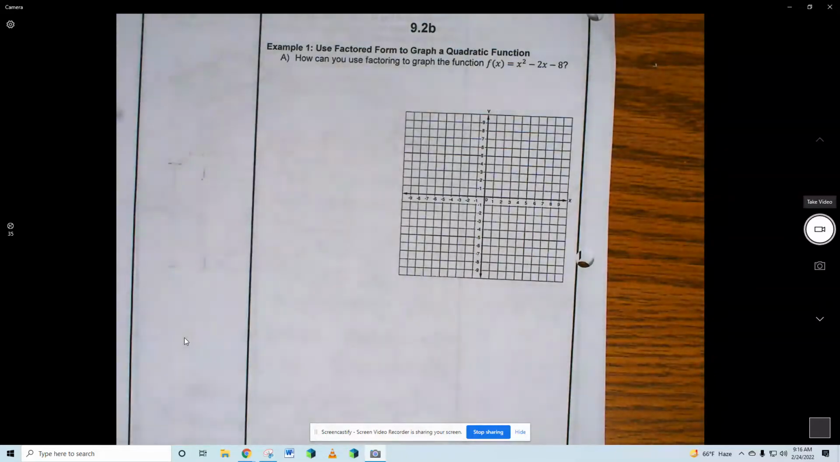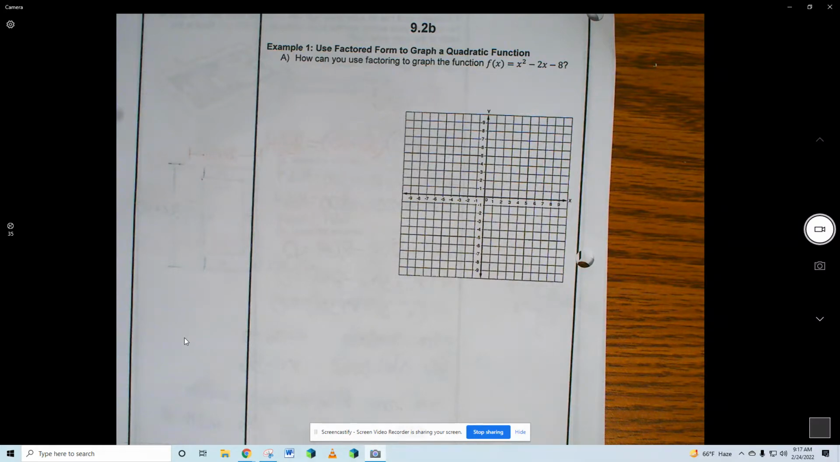We are in lesson 9.2b. On the last lesson, I was giving you trinomials, quadratics, and I said, do you remember how to factor them? Then I set it equal to 0, and those are called my solutions. Those are my x-intercepts. It is where the parabola crosses the x-axis.